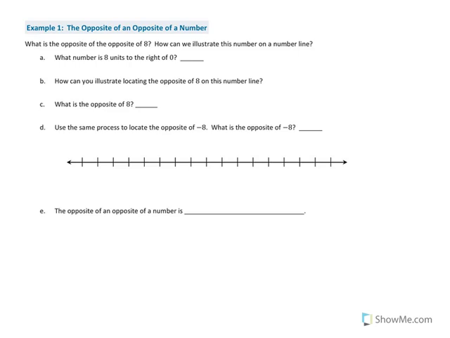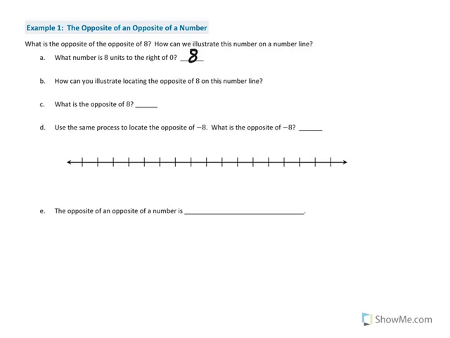Okay, so now we're really going to get into the nitty-gritty of the lesson. Example 1, the opposite of an opposite of a number. And this is how we explain it. It may seem confusing, but just hang in there. What is the opposite of 8? And how can we illustrate this number on a number line? Well, we start by looking at what number 8 is units to the right of. So what number is 8 units to the right of 0? If we started at 0, then 8 to the right of that would be a positive 8.